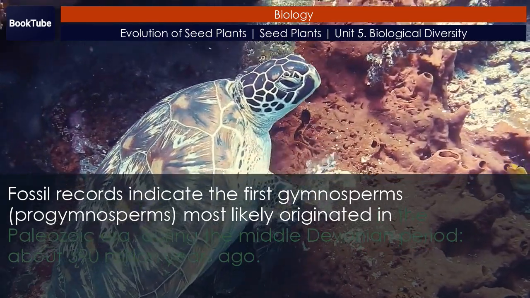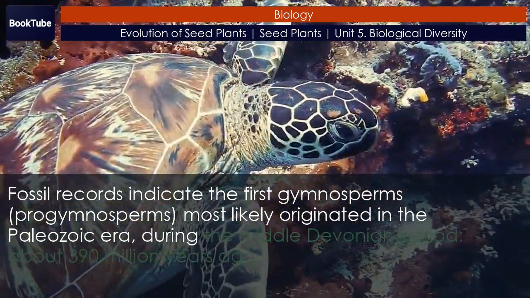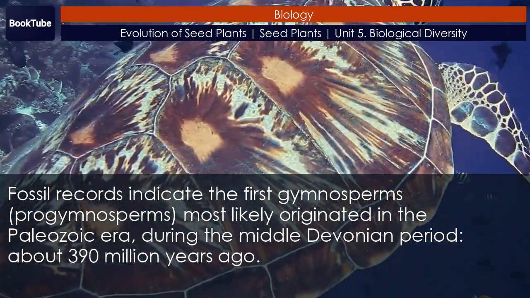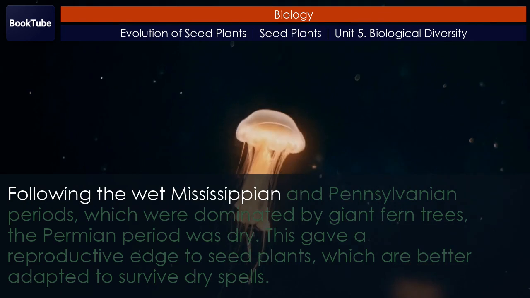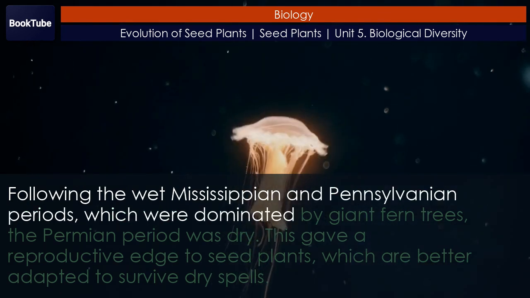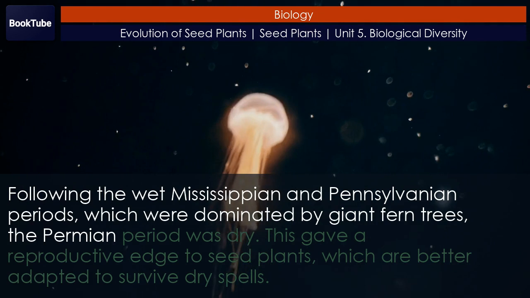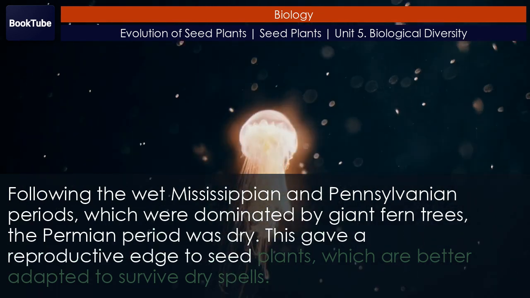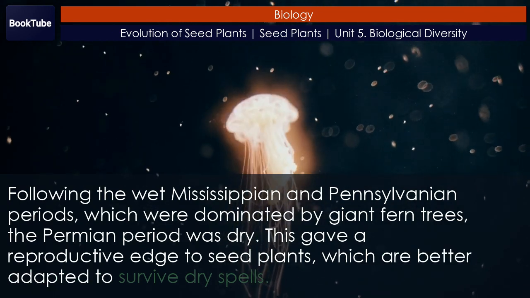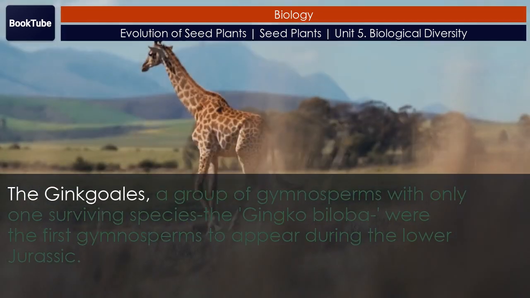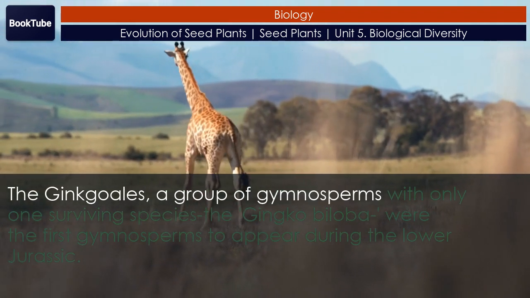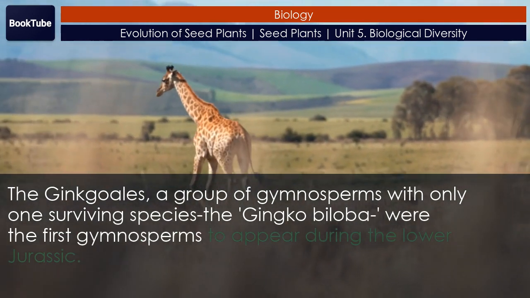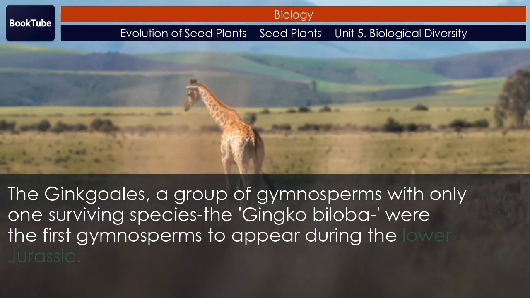Gymnosperms most likely originated in the Paleozoic era, during the Middle Devonian period, about 390 million years ago, following the wet Mississippian and Pennsylvanian periods, which were dominated by giant fern trees. The Permian period was dry. This gave a reproductive edge to seed plants, which are better adapted to survive dry spells. The ginkgos, a group of gymnosperms with only one surviving species, the ginkgo biloba, were the first gymnosperms to appear during the Lower Jurassic.